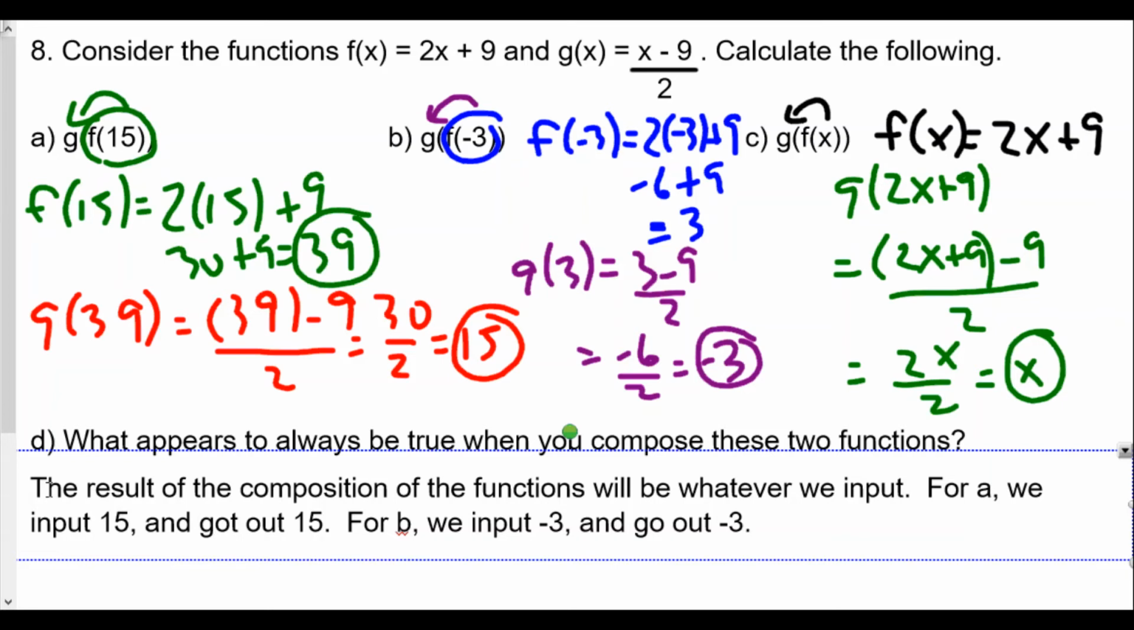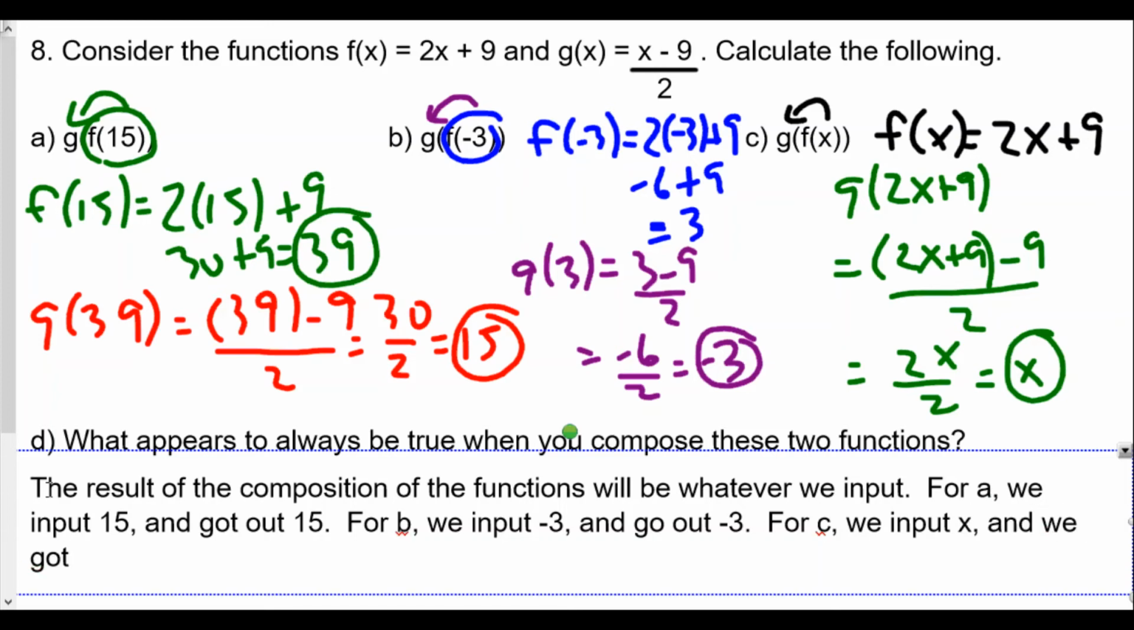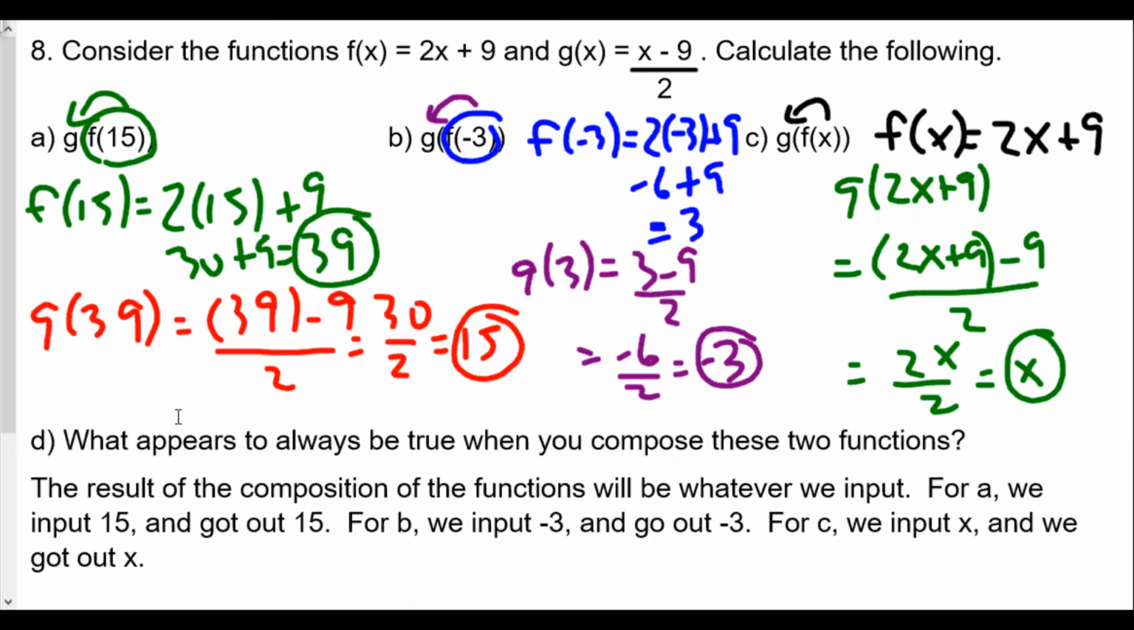For C, our input was x, and we got out x, the same exact variable, which would make sense for the numbers now because we end up getting the same thing we put in. Now, in this case, we have not discussed something called the inverse of a function.